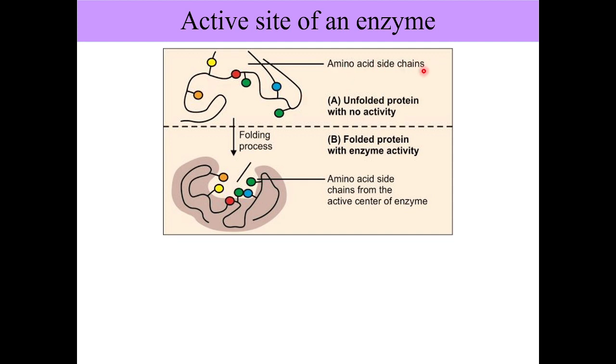So see, the amino acid side chains are not in a specific orientation in an unfolded protein, and therefore it lacks any activity. But after folding, you see all these amino acid side chains have definite charges and they are aligned in specific orientations that are complementary to the chemical groups on the substrate, so that the substrate can come and comfortably bind. All right, so this is a folded form of the protein which is functionally active.